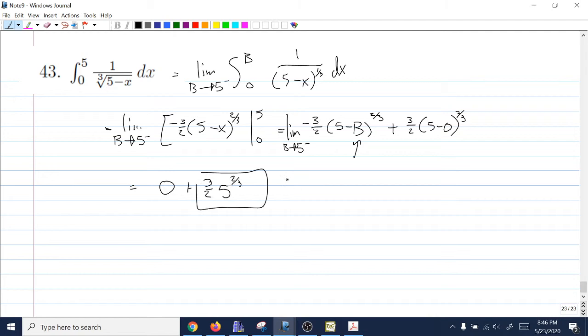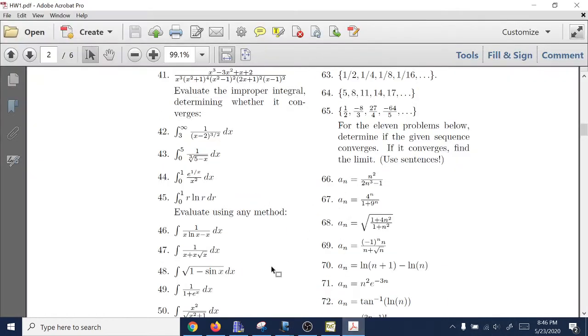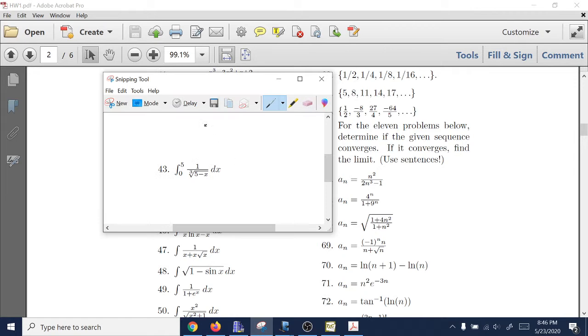It converges to 3 halves. What is that? Cube root 25. Cool. What's up next? 45.